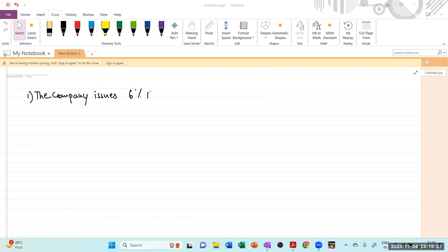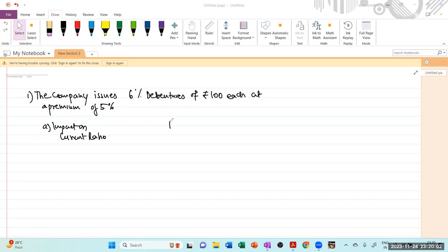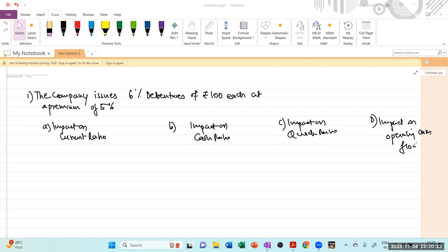The company issues 6% debentures of rupees 100 each at a premium of 5%. A. Impact on current ratio. B. Impact on cash ratio. C. Impact on quick ratio. D. Impact on operating cash flow ratio. What is the formula for current ratio?